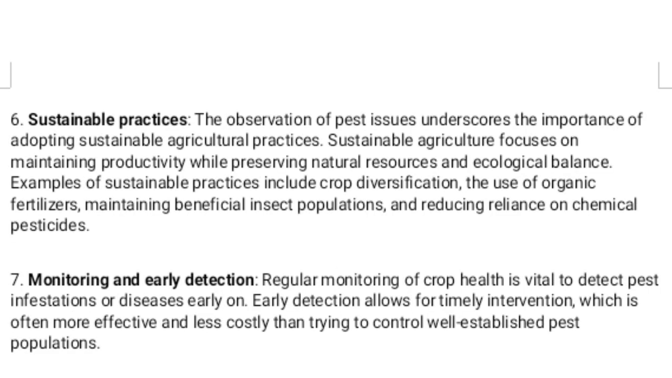Number 6, sustainable practices. The observation of pest issues underscores the importance of adopting sustainable agriculture practices. Sustainable agriculture focuses on maintaining productivity while preserving natural resources and ecological balance. Examples of sustainable practices include crop diversification, the use of organic fertilizer, maintaining beneficial insect populations, and reducing reliance on chemical pesticides.